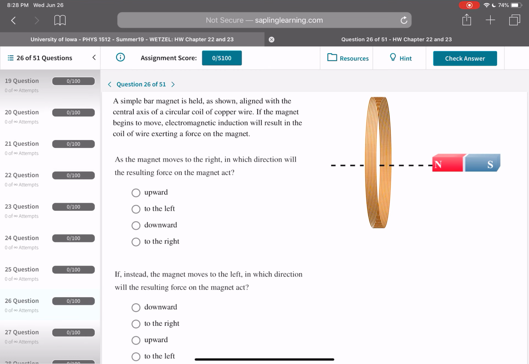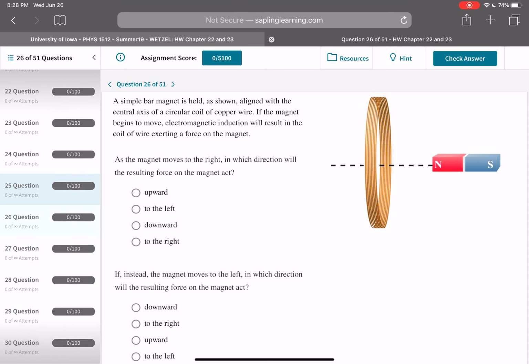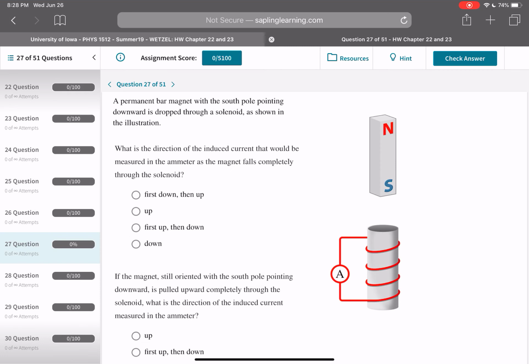As it moves to the right, what's going to happen? And if it moves to the left, what's going to happen? So again, Lenz's law. If you move to the right, the flux will decrease. If you move to the left, the flux will increase. So what does that mean for the EMF induced in the wire?